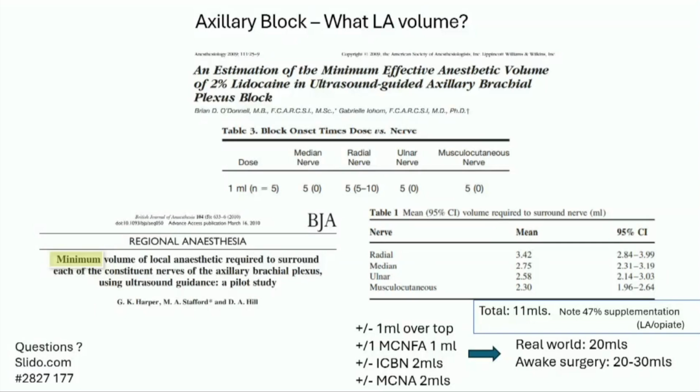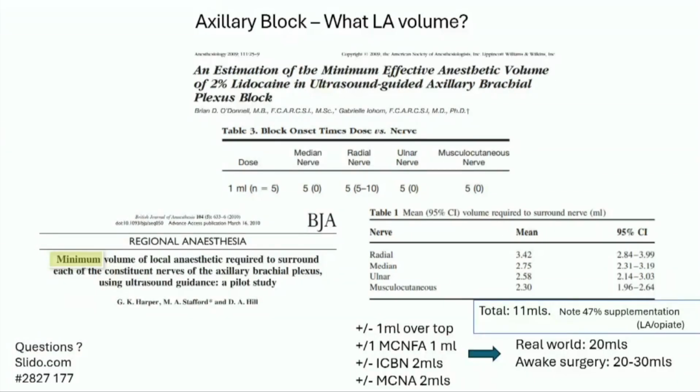So that's not ideal. And obviously, if you use a bigger volume, you might expect to get perhaps a bit better success rates than that and better duration. So if you then factor in that 11 mils and you add in my 1 mil I like to put over the top, and then some local around the cutaneous nerves, which weren't mentioned in that study, so the cutaneous nerve of the forearm, the intercostal brachial nerve, and the median cutaneous nerve of the arm, we get a real world volume of around 20 mils.